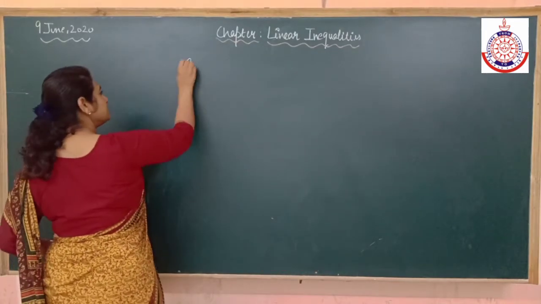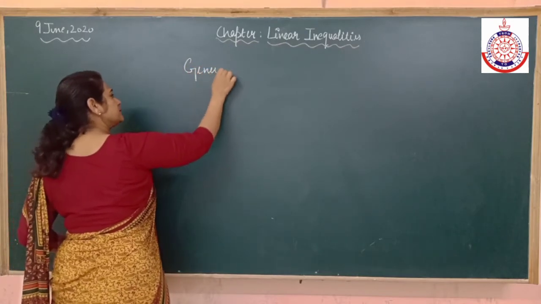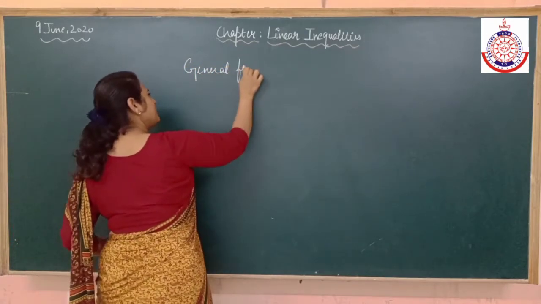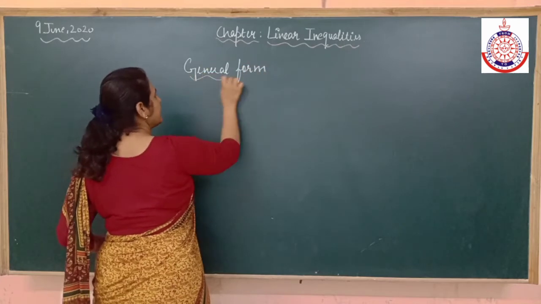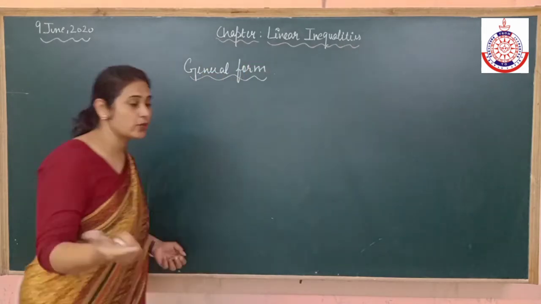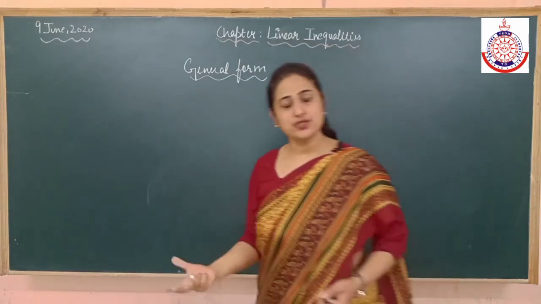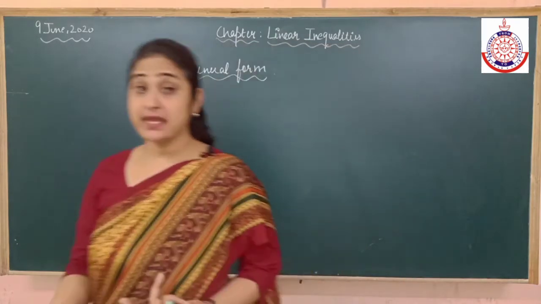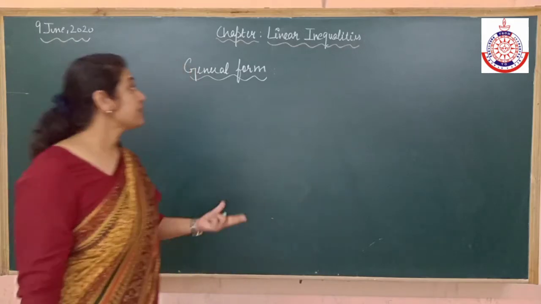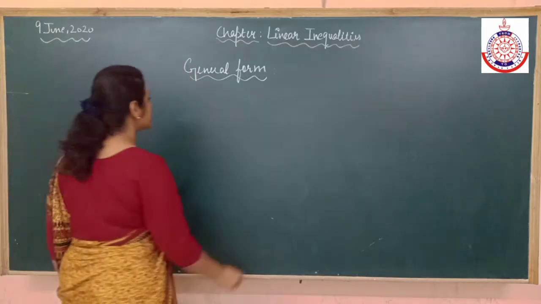General forms. When I say equations or inequalities, they have a general form. In an equation in two variables, it is ax plus by plus c equals 0. In one variable, ax plus b equals 0. In the same way, inequalities also have general forms.